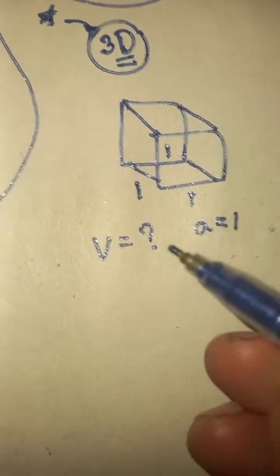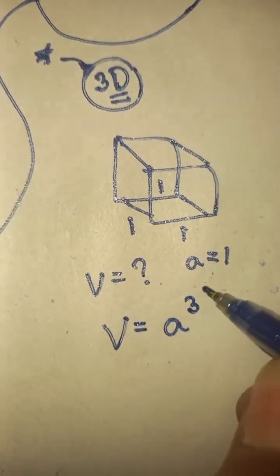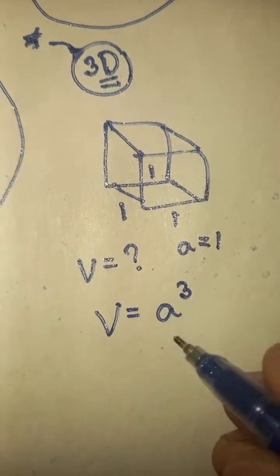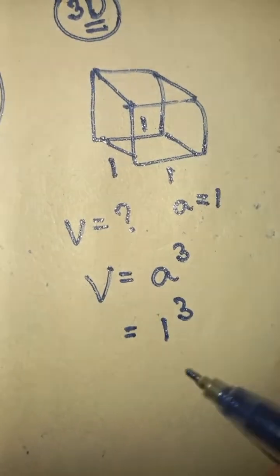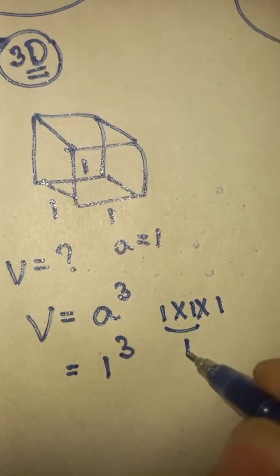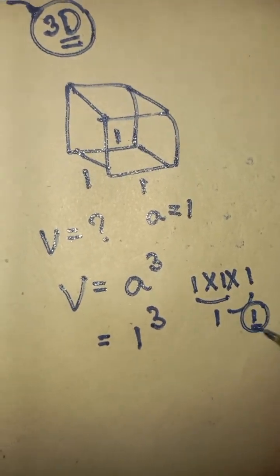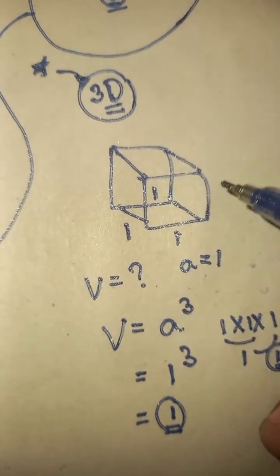Now you need to find the volume of this cube. The volume of this cube can be written as a cube, that is the side length cubed. Here the side length is 1 unit, so it is 1 cubed, which means 1 times 1 times 1. 1 times 1 is 1, again 1 times 1 is 1. So 1 cubic unit is the volume of this cube.